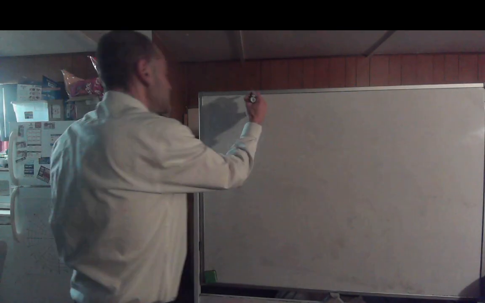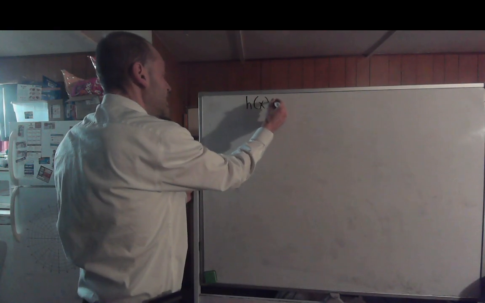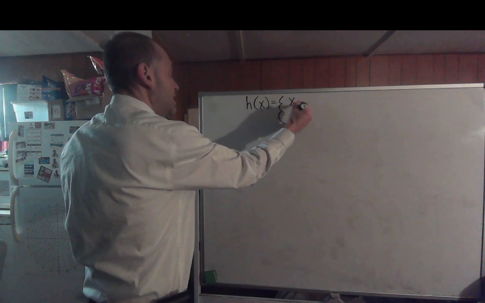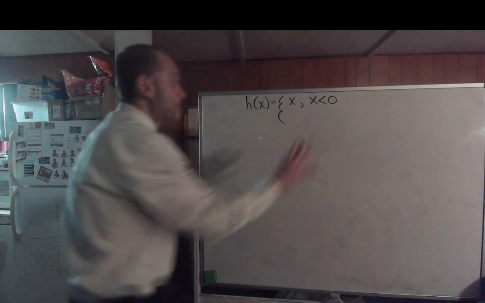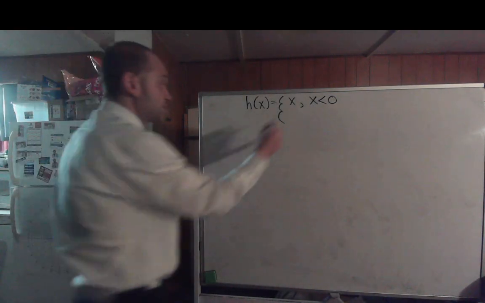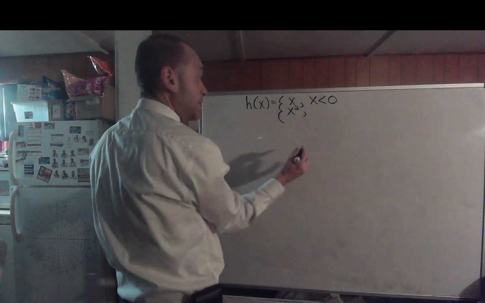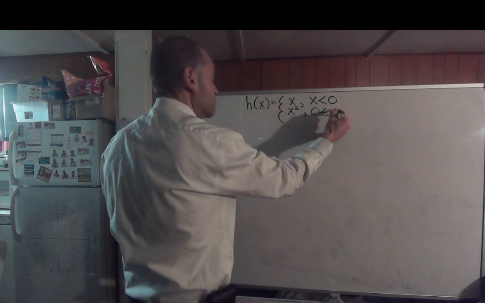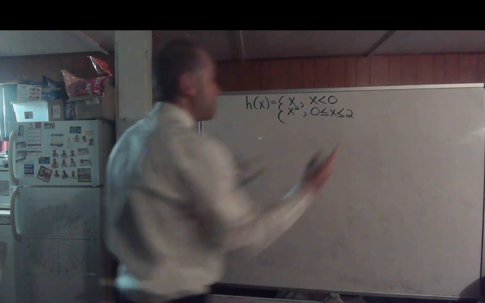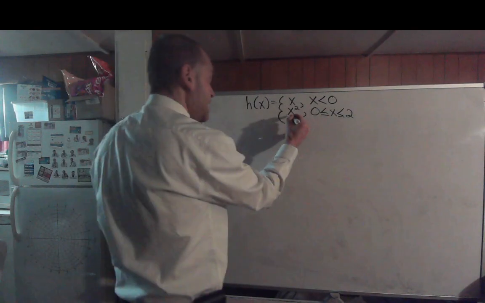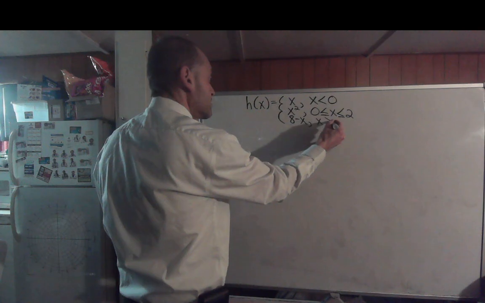So let's say I do h of x. We got h of x is equal to, in three pieces, x when x is less than 0, x squared when 0 is less than or equal to x, which is less than or equal to 2, and then 8 minus x when x is greater than 2.